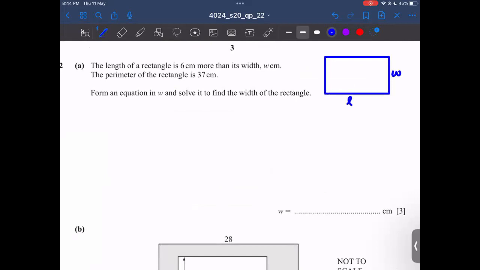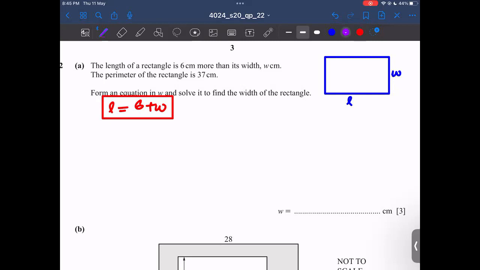It says the length of the rectangle equals 6 more than, which means 6 plus. It is not 6 times. It is 6 more, so 6 more than means 6 plus its width. The width is W. The perimeter of the rectangle is 37. Let's find out the perimeter. It says form an equation in W and solve it to find out the width of the rectangle.